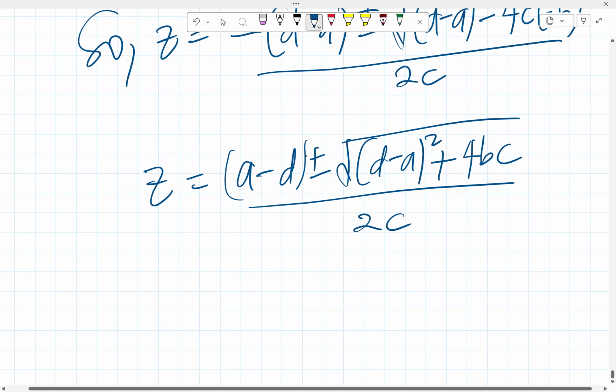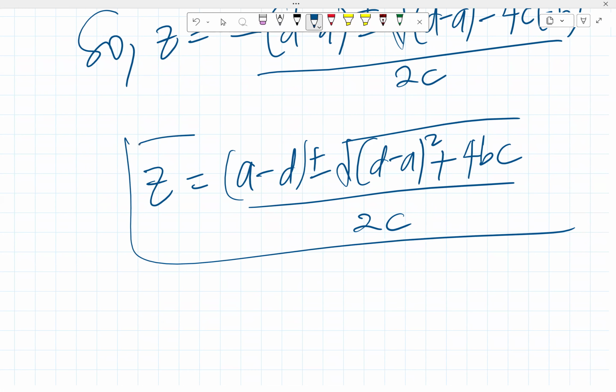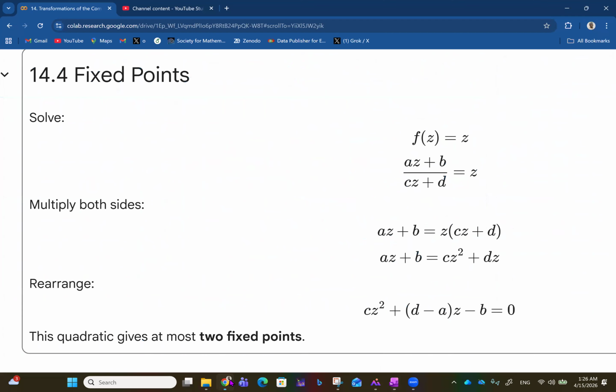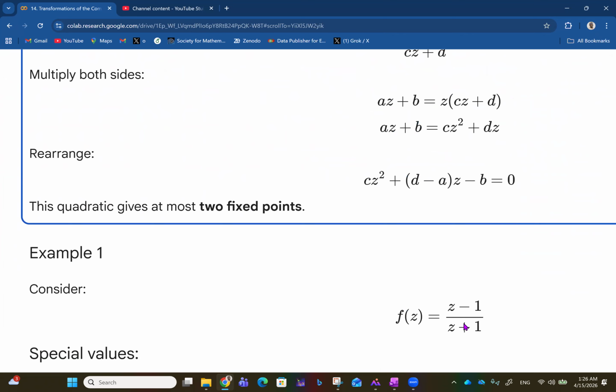Yeah, we can still put it like this. So this is what it looks like. We have A minus Z plus, A minus Z minus. These are the two fixed points we have in this situation. That's the idea of fixed points. But this is where it stops. So CZ squared plus D minus A Z minus B equals 0. This quadratic gives at most two fixed points.